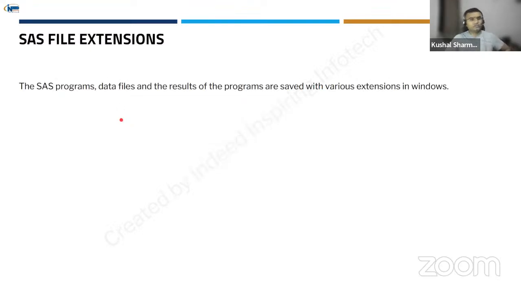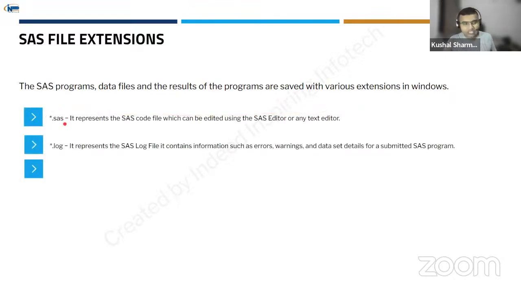And here we have SAS programs, data files, and the results of the programs saved with various extensions in Windows. So we have a .sas file. It represents the SAS code file, which can be edited using the SAS editor or any text editor. Then we have the .log file. It represents the SAS log file. It contains information such as errors, warnings, and dataset details for a submitted SAS program.